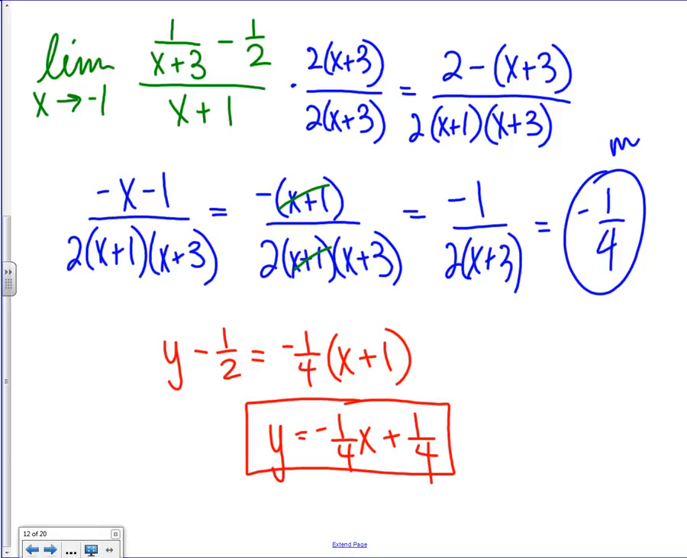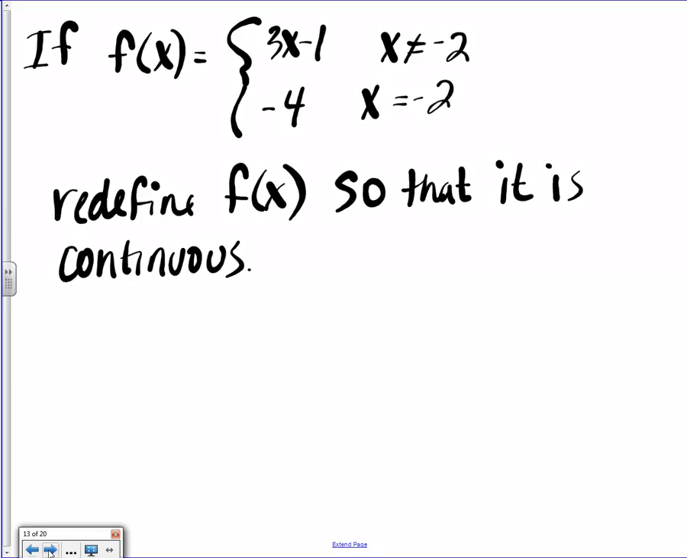Okay, so let's do a couple more, and we'll get you some homework here. All right, if f is that, can you redefine it so that it is continuous? So we're going back to the same types of problems we started with. Well, this time there's no reducing, there's no factoring. Right now, this is a hiccup function. This portion is a line, and this is a point. So there's going to be a hole at -2.